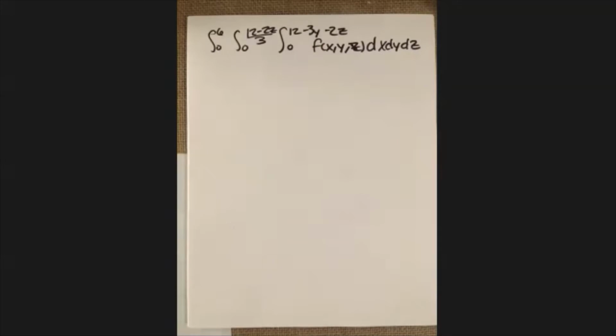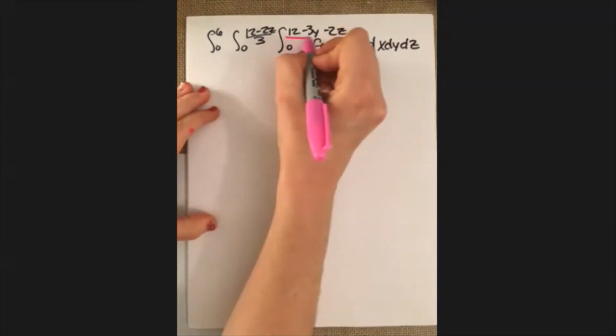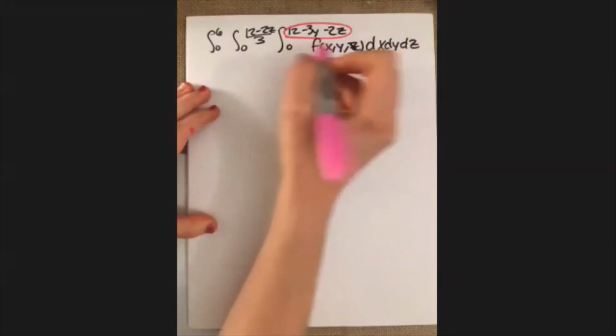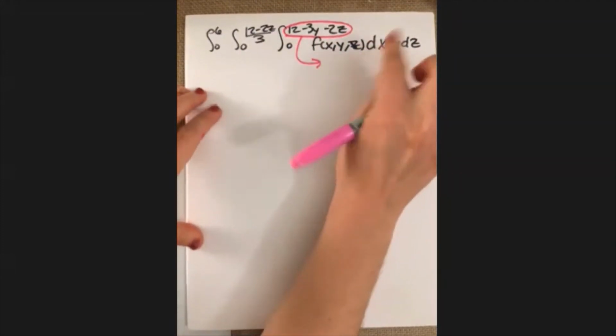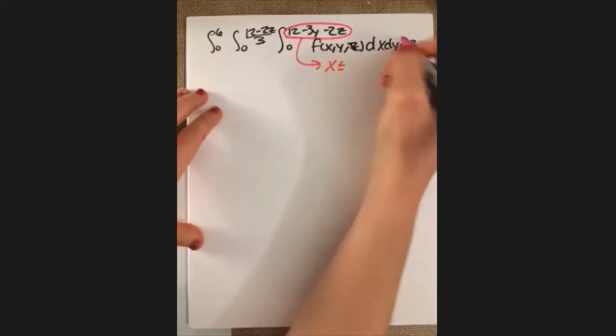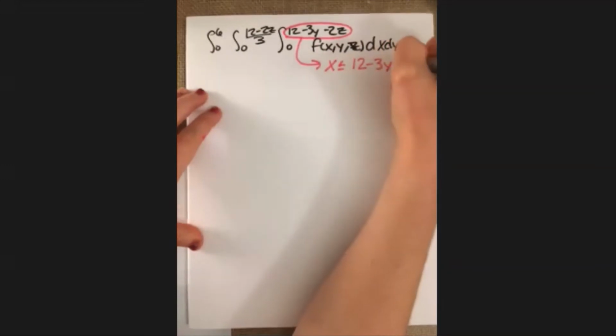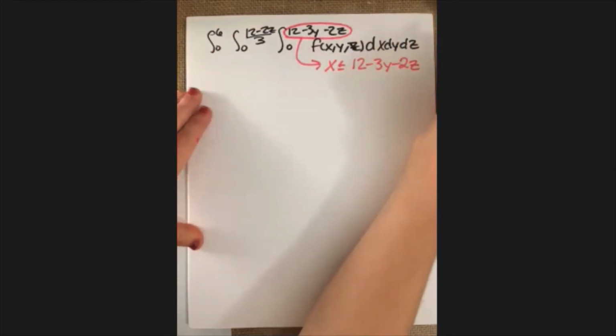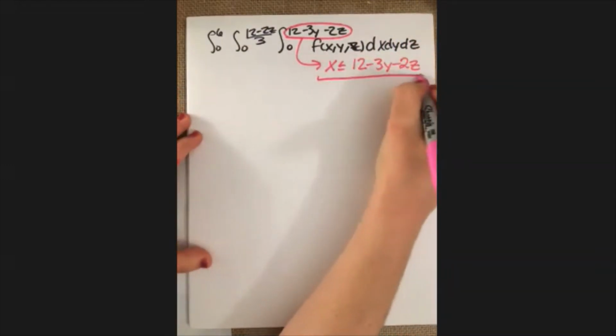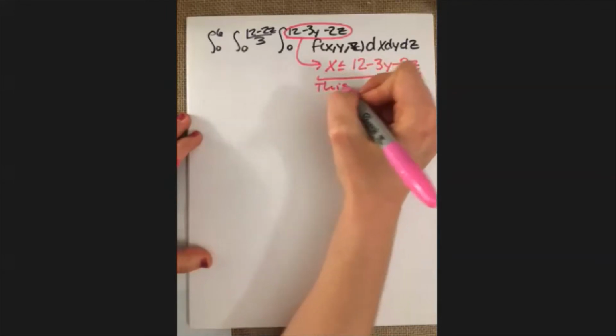So to do that, we need to look at what our actual shape is that we're considering. And that's what the information we're going to get from this piece right here. This piece right here tells us, since this is the bound for x, that the region we're looking at is x less than or equal to 12 minus 3y minus 2z, okay? So this is our region.